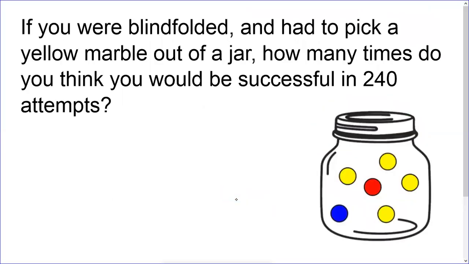All right, one last example. If you were blindfolded and you had to pick a yellow marble out of a jar, how many times do you think you would be successful in 240 attempts? Well, we have 6 marbles in the jar. There are 6 different outcomes. And the desired outcome, a yellow marble, would be 4 out of 6. So the probability of selecting a yellow marble is 4 out of 6, which is 2/3. So 2 out of 3 times you could expect that to occur.